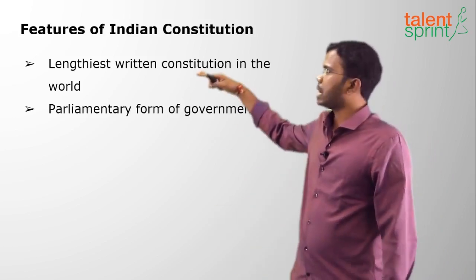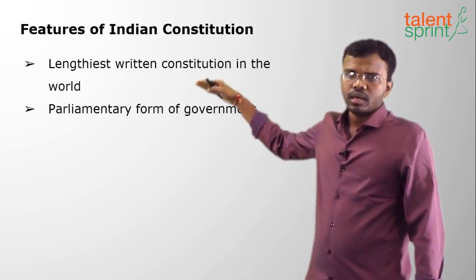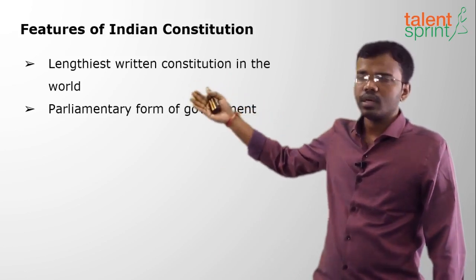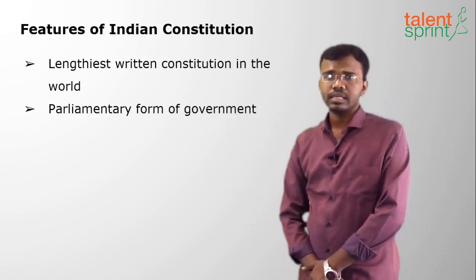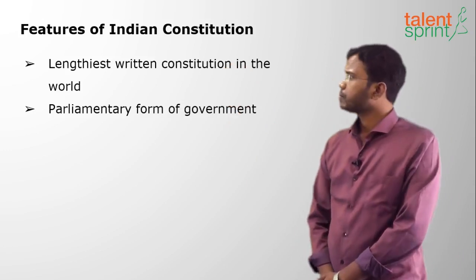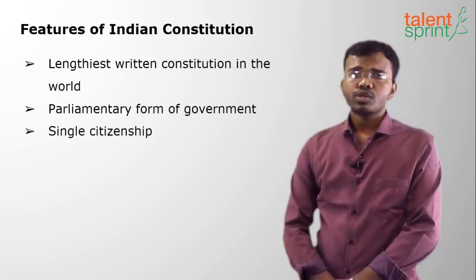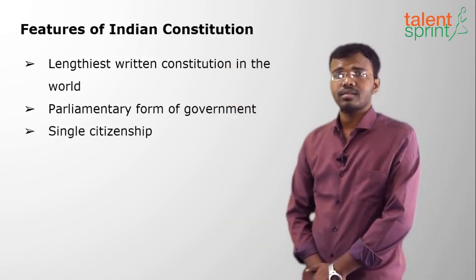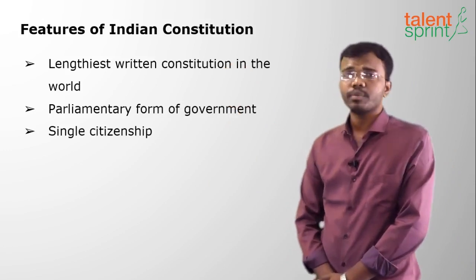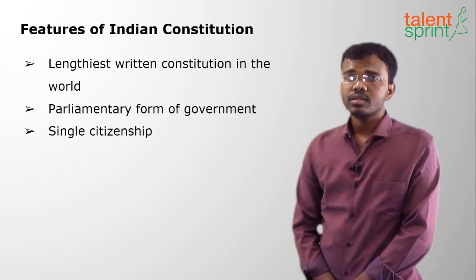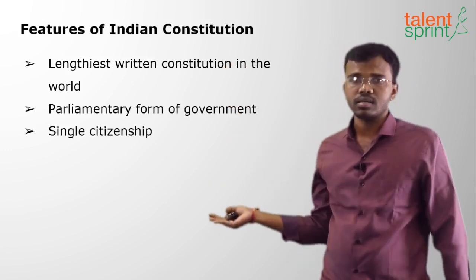The next feature of Indian Constitution is parliamentary form of government. We have already seen parliamentary form of government. The executive or the head of the government is directly responsible to the legislature. Next feature of Indian Constitution is single citizenship. What do you mean by single citizenship? Single citizenship means we are citizens of the country itself.